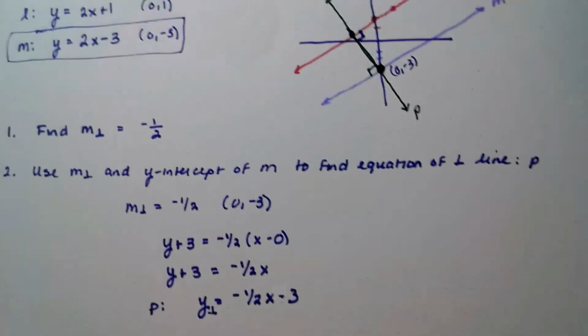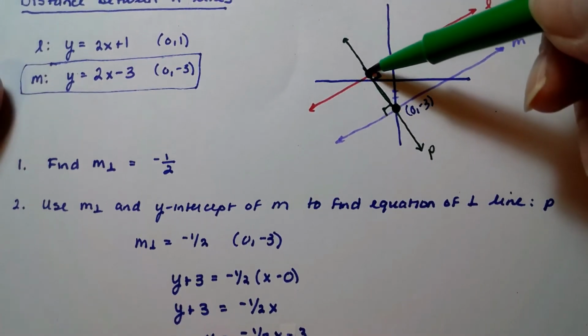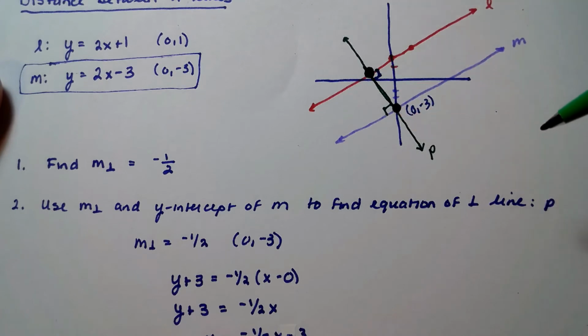So when I go back to this picture, the distance between this point and this point right here is about 1.8 units. Okay? Here's another one.